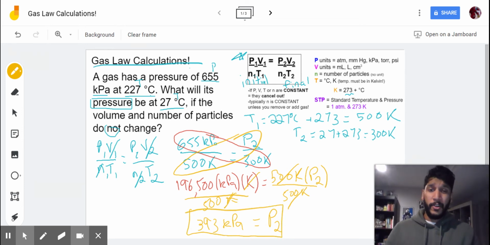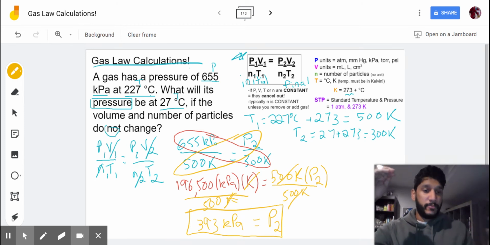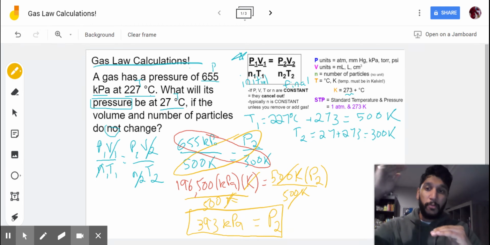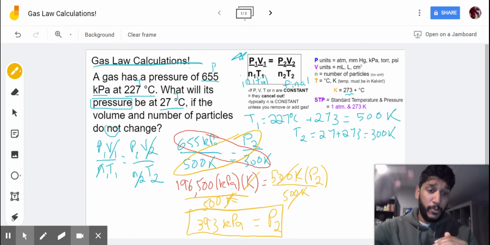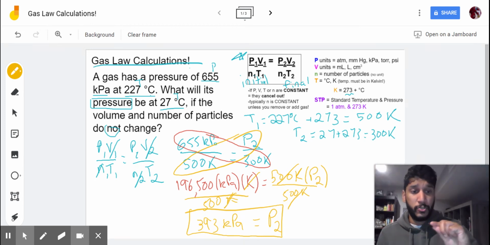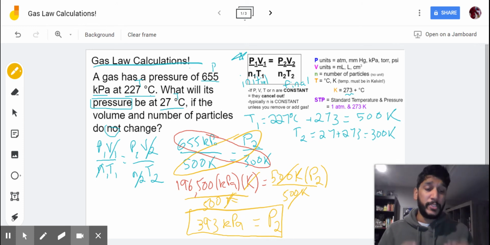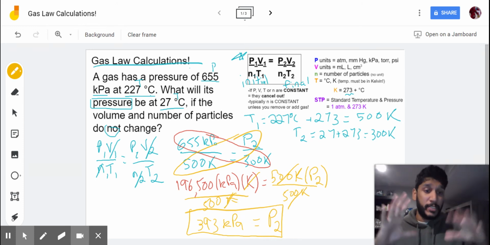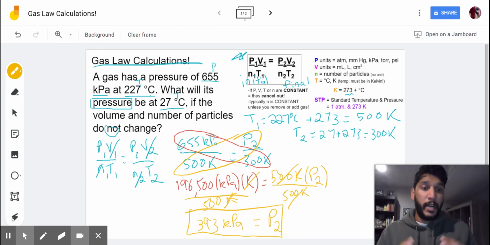Does that make sense? Our initial temperature was 227 degrees Celsius. So that's super hot. And it cooled down to 27 degrees Celsius. So it went from 227 to 27. As something cools down, we know that particle speeds start to slow down. So if the speed is slowing down, now they're not hitting those sides as much. Since it's not hitting the sides of the container as much, it's going to exert a smaller pressure or a lower pressure. So that answer is going to make sense. That's why our pressure dropped from 655 kPa to 393.